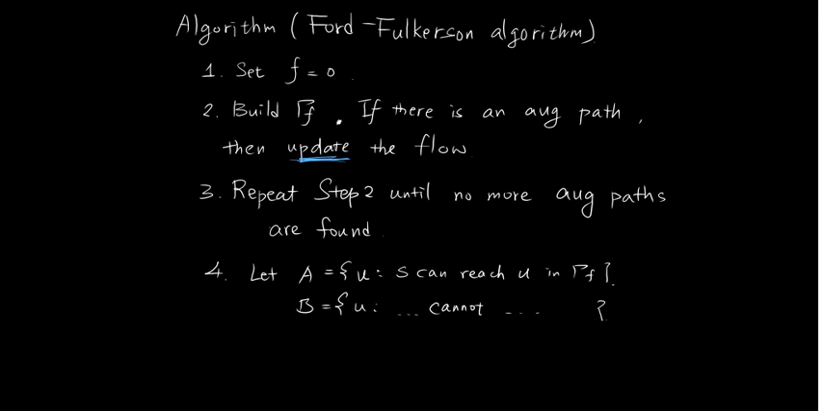Okay, so A and B is a partition of the vertices, and you know that A collects all the vertices that you can reach from S. But B is all the vertices that are outside, that you cannot reach from S. So T belongs to B. T is on B, because there is no augmenting path. And thus A and B is the cut, and you can return F and the cut A and B.